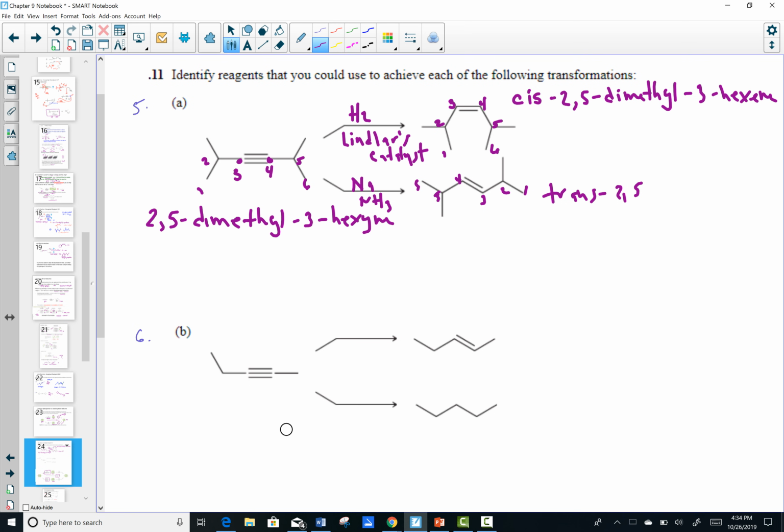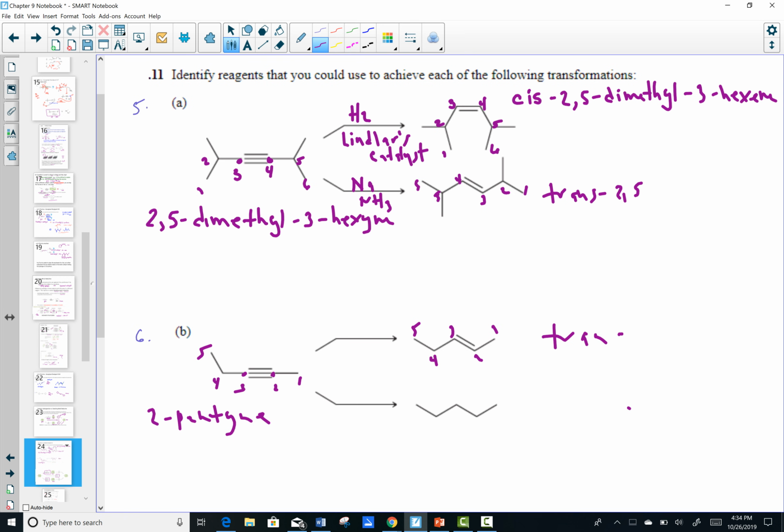Same idea. Here's another chance to practice. I have an yne between carbon 2 and 3. 1, 2, 3, 4, 5. So this is 2-pentyne. And I've gone to create 1, 2, 3, 4, 5. This is a trans position.